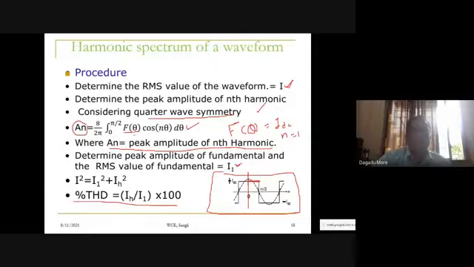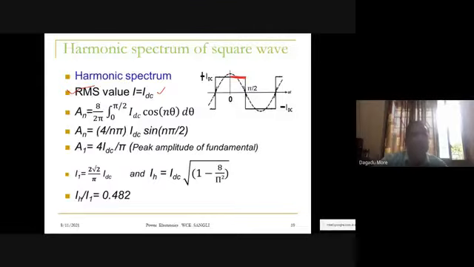Whatever expression for An, put f(theta) equal to IDC and integrate it. So it is 8 by 2 pi, 0 to pi by 2, IDC cos n theta d theta. Here IDC is constant. You take IDC out, then the integral of cos n theta will be sin n theta divided by n, and then we can just put the limits. So our An will be 4 by n pi IDC sine of n pi by 2. Simple, you can derive it.